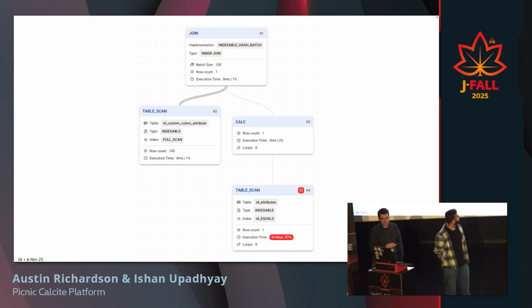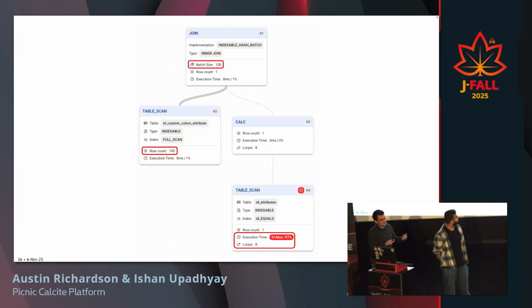And we started out with a global batch size of 100, but that's, of course, not always the best one. So if we look at the actual data here, this returns 745 rows, which with a batch size of 100 means that it took 614 milliseconds and 8 loops to query this, because I have to grab 8 batches of 100 from the left.